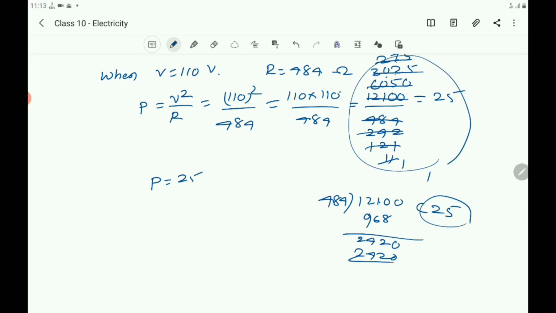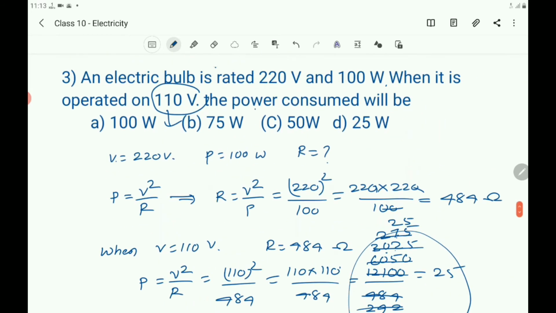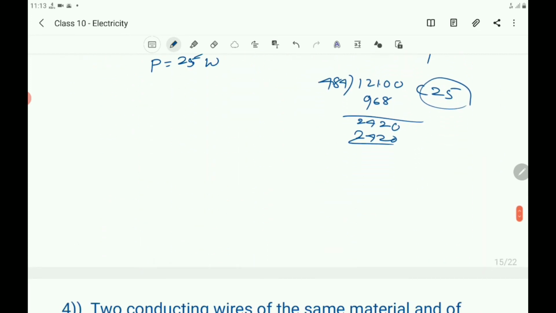You do like this way or like this way, then you will get P equals 25, that is 25 watt. So the answer is D. What is the answer? D. Therefore the answer you write, answer D, that is 25 watt.